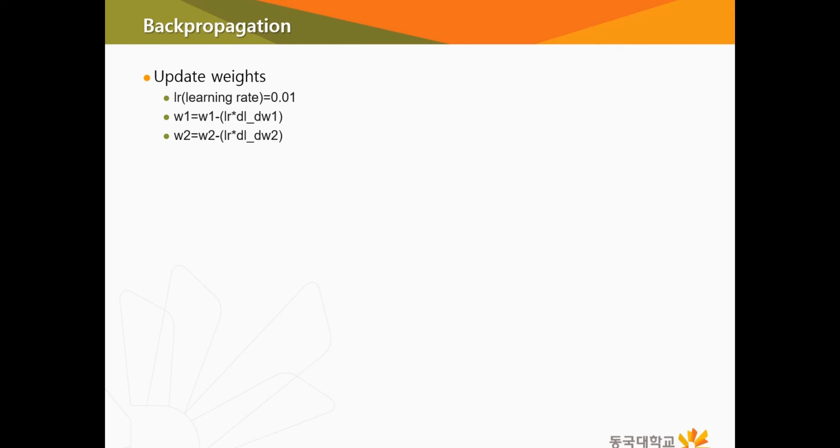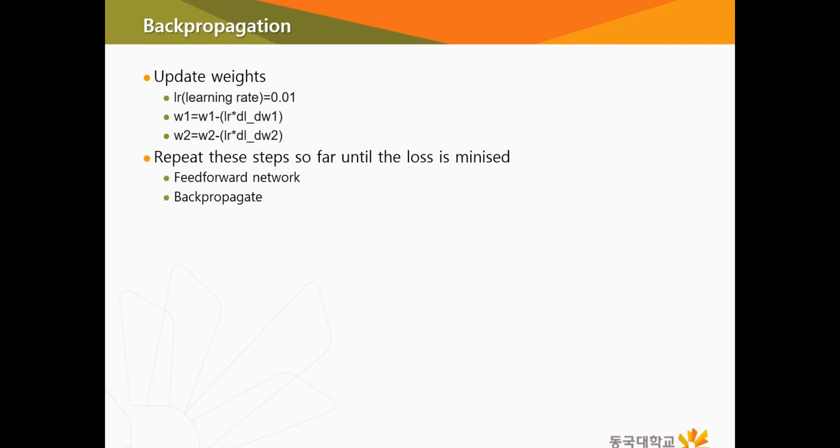The learning rate lets you determine how much of a step you take towards updating the weight vectors. A larger value means that you take a larger step towards changing the weight vectors, and a small value means that you take a small step. And you repeat these steps until the loss is minimized.